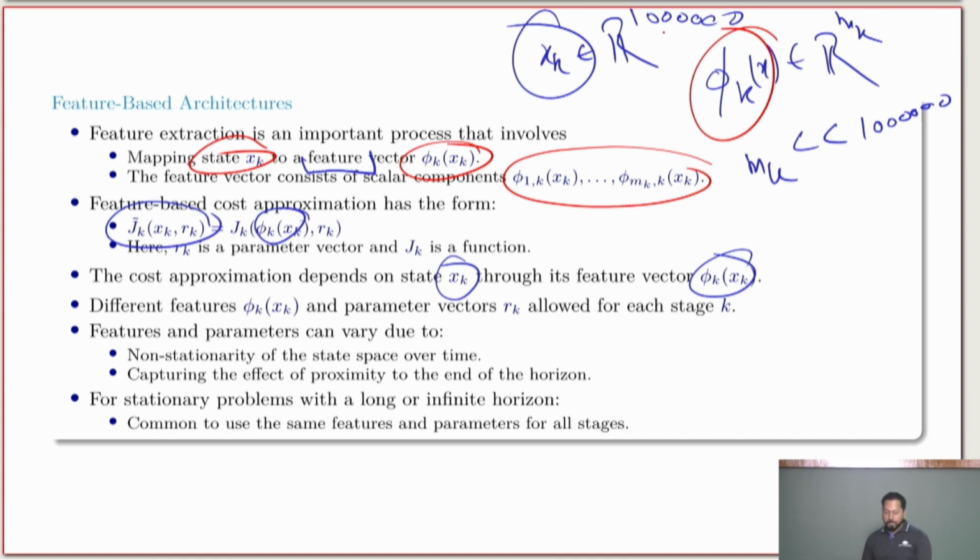So for state xk, the feature function could be phi k, but if I go to xk plus 1, then even the way I extracted the features might change. So the process of extracting the features does not have to be stationary. It is allowed to change. Okay, so non-stationarity of the state space over time means that features can vary. Features can vary when we are dealing with non-stationarity of the state space over time.